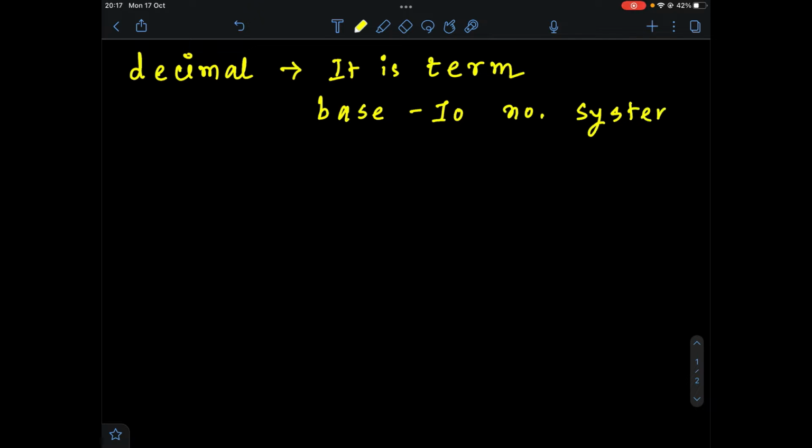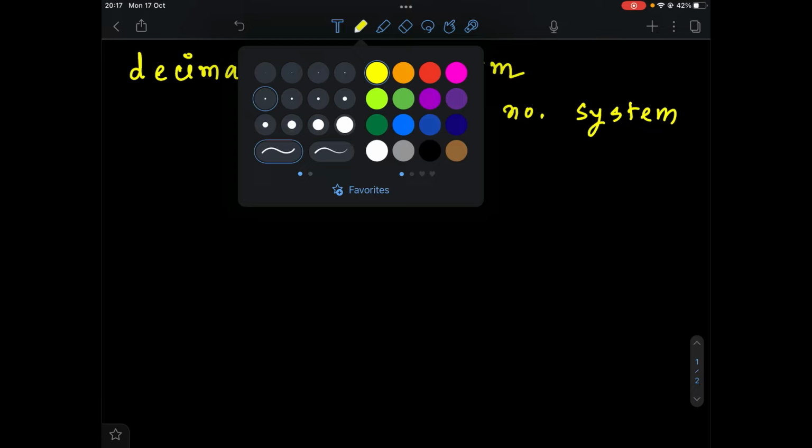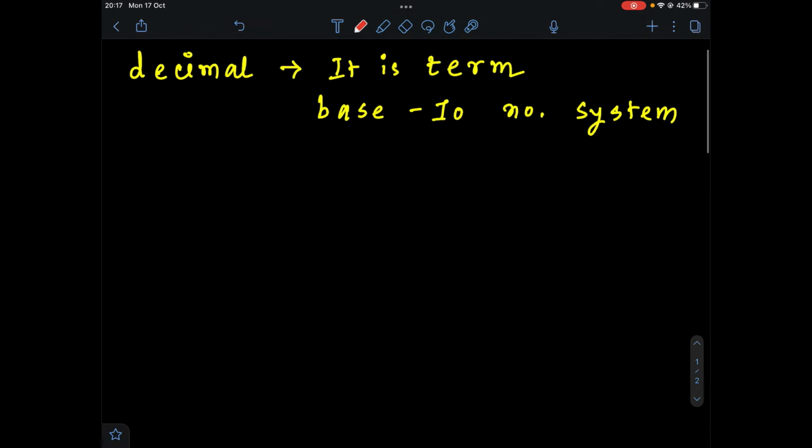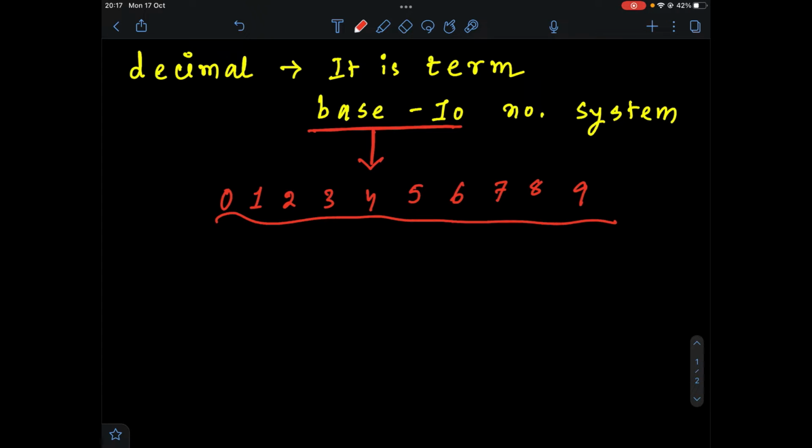Now what is this base 10 number system? This base 10 number system is nothing but those numbers we are using in our day-to-day life, and those numbers are obviously 0, 1, 2, 3, 4, 5, 6, 7, 8, 9. These are the 10 numbers, and this is the reason the base is also 10.